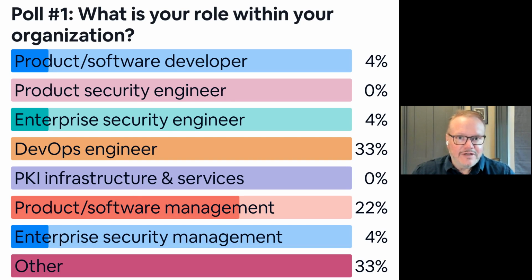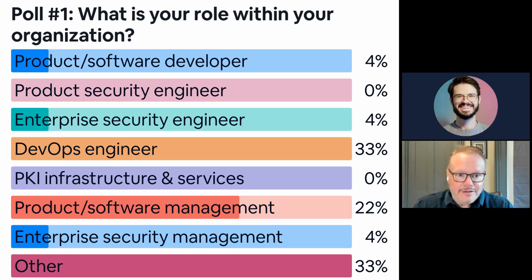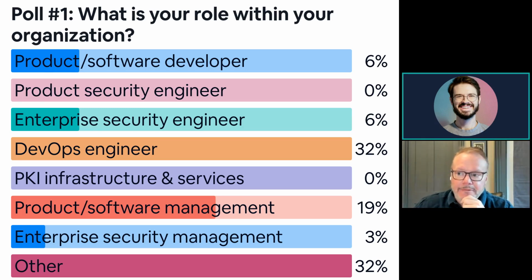Cody, I'm not able to see the results, so maybe if you could read those off, it would be helpful. Thank you. Sure. Right now in first place, we have a tie between DevOps engineer and other, each with 32%. So that's 64% of our results. 19% are product and software management. And then we've got a couple of votes in enterprise security management, enterprise security engineer, and product software developer. Awesome. That's a great mix of people, so this should be a great webinar.